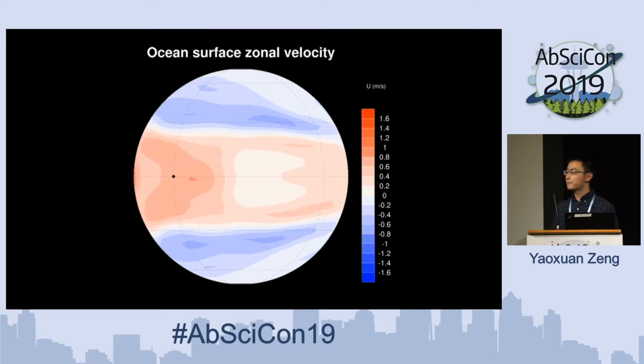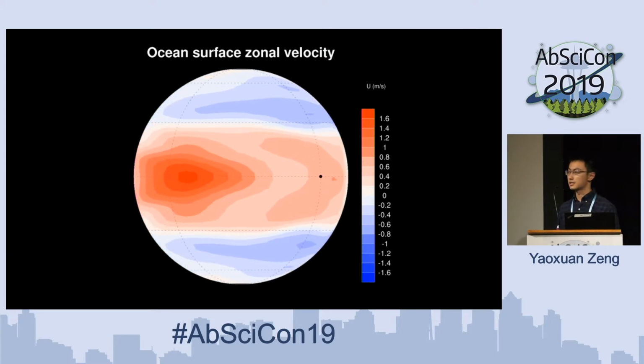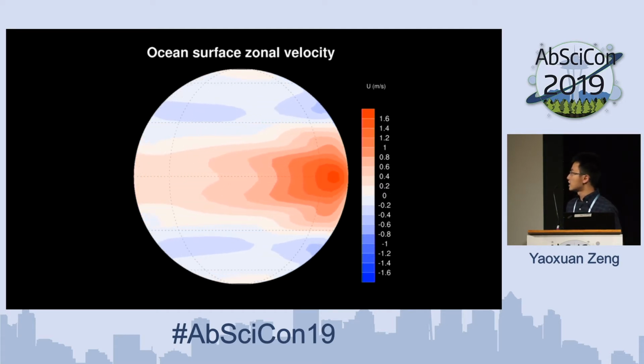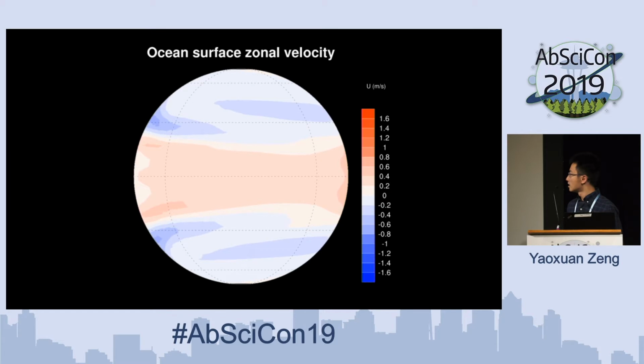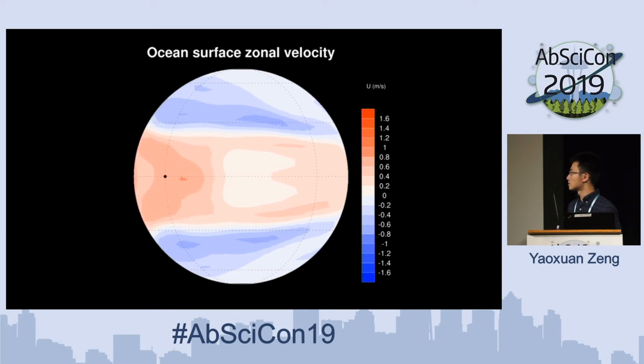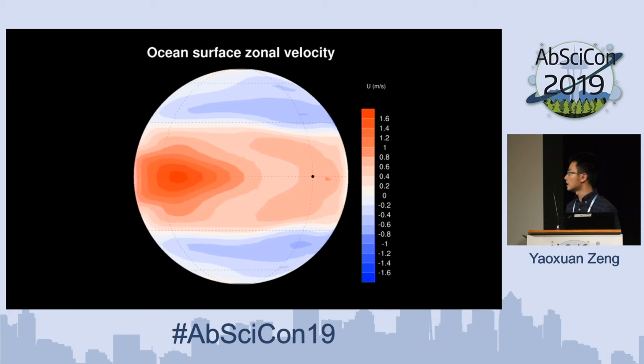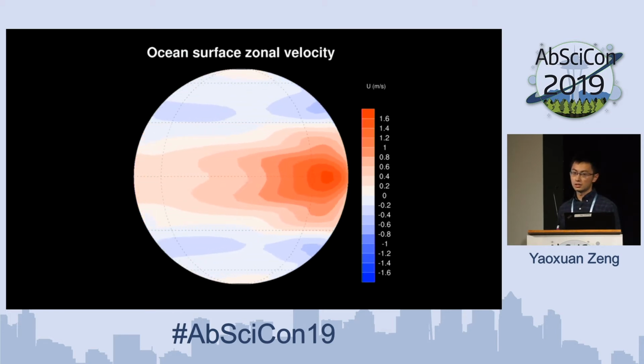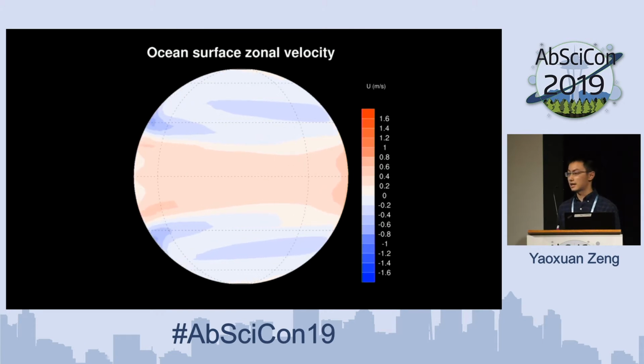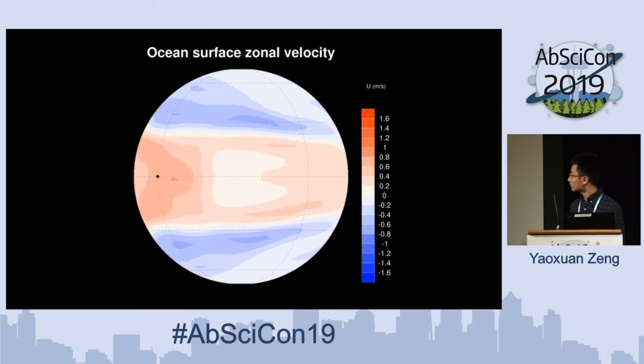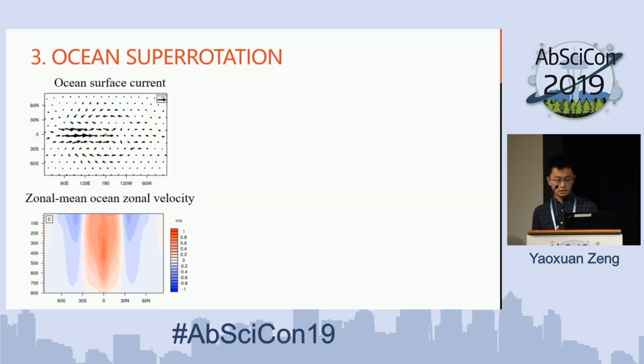And next is the main part of our talk. The most important feature of tidally locked aqua-planets is the ocean superrotation. This animation shows the ocean surface zonal velocity. We can see that at low latitudes, the ocean current is uniformly eastward, and it can reach about 1 meter per second. We know that it's quite large. The ocean superrotation not only exists at the surface of the ocean. In fact, it can reach the bottom of the ocean in our experiment.